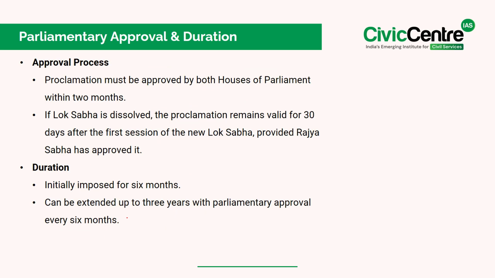And now, once the President's rule is imposed, it must undergo a formal approval process to maintain constitutional validity, where the proclamation must be approved by both the Houses of Parliament within 2 months, while an exception exists in case of Lok Sabha's dissolution. If the Lok Sabha is dissolved, the proclamation remains valid for 30 days after the first session of the newly elected Lok Sabha, provided that the Rajya Sabha has already given its approval. In terms of duration, the President's rule is initially imposed for 6 months, but it can be extended up to 3 years with parliamentary approval required every 6 months.